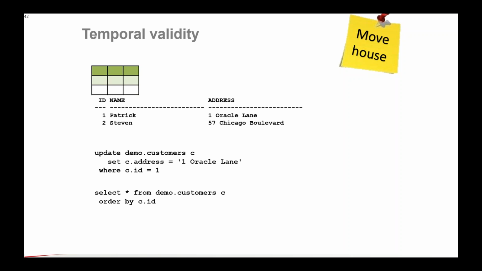Now let's say I move house. I sometimes do that, not too often, but let's say I'm moving house, and I know I'm moving in about a week or so. Well, it's easy to update my new address to 1 Oracle Lane and see the new value in there. But this is instantaneous. So I'm moving like a week from now, I tell you my new address. You put it in, and actually the customers table has the wrong information. I'm not there at this moment. Yeah.